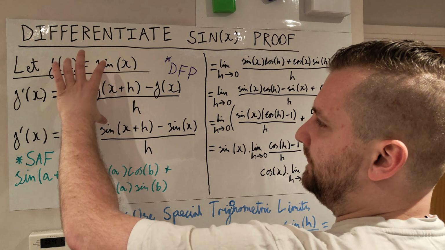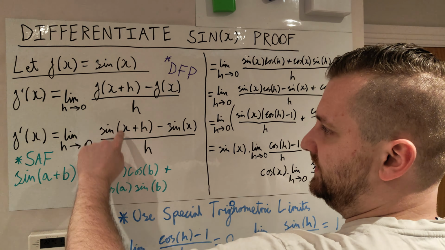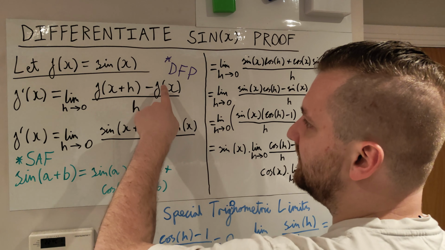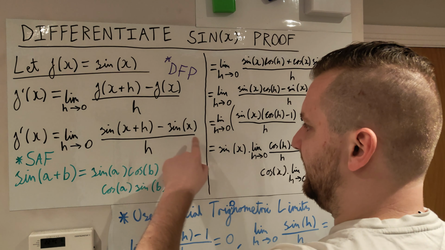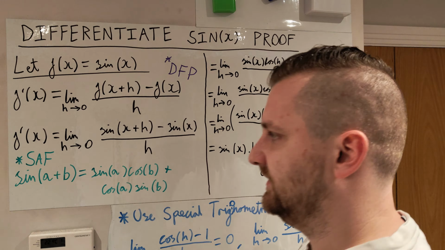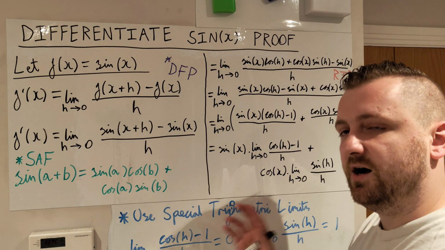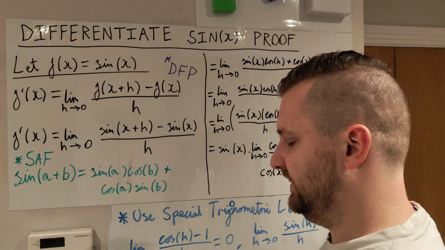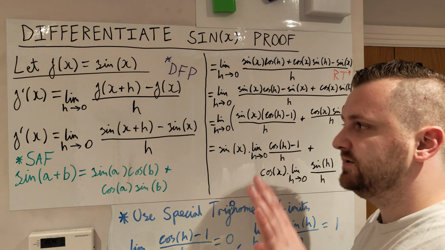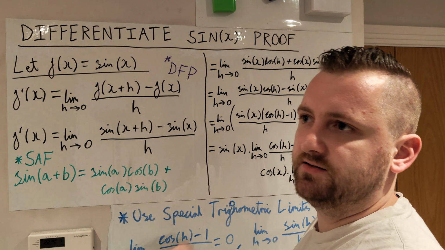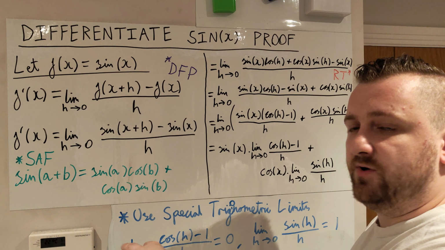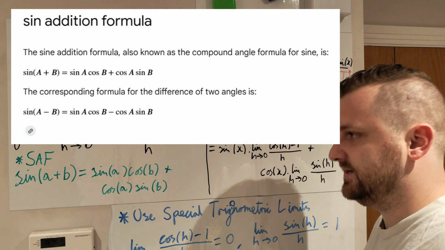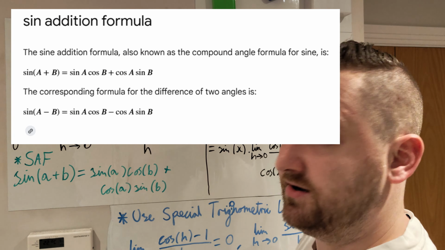I feel like I found that a bit not intuitive when I first looked at it, but if you look at it enough, it kind of makes sense. That's f of x, so that's sine of x over h. Nice and simple. That's probably the hardest part, to be honest, of this proof. So now we just basically need to rearrange, simplify, and we get our cos of x. SAF, sine addition formula, or at least I hope that's what it is.